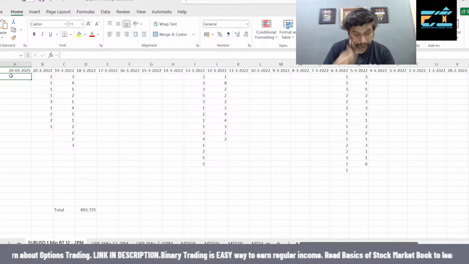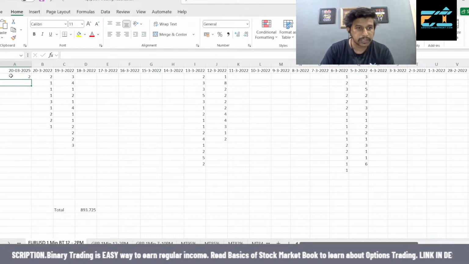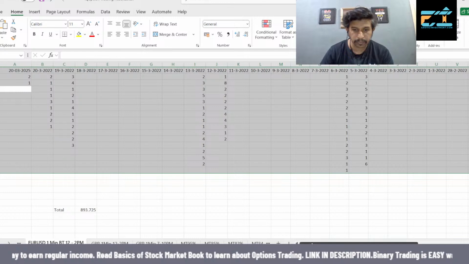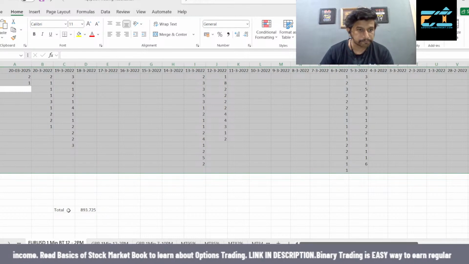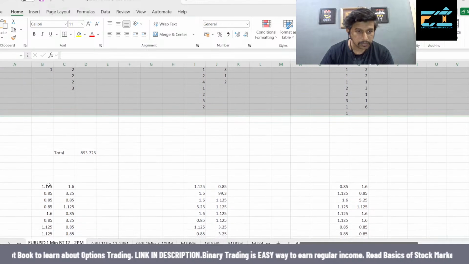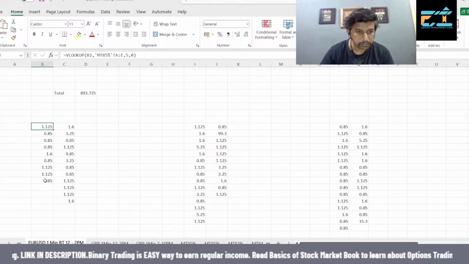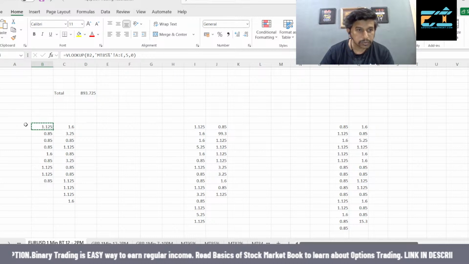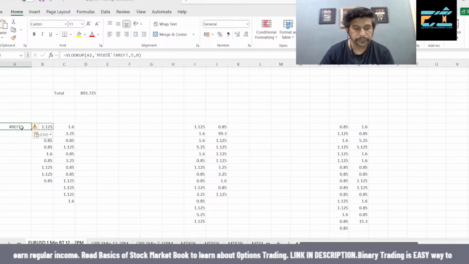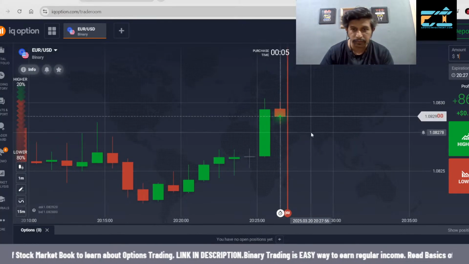So first is two trades. Second is one trade. So accordingly, it will calculate my profits now. Okay, so let's go. This actually gives a VLOOKUP, and let's do it later. As of now, let's just go with the flow.